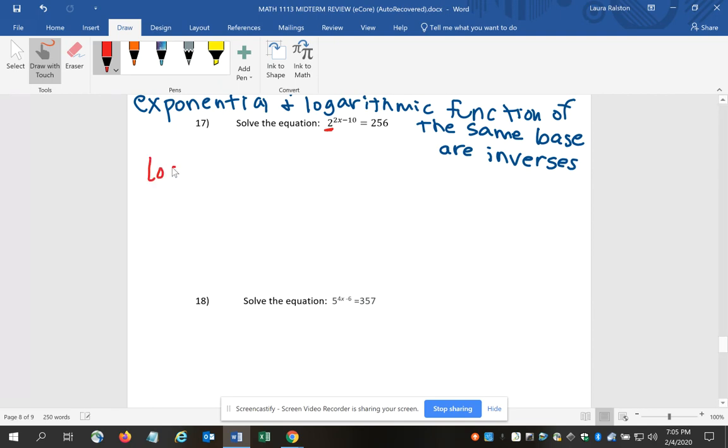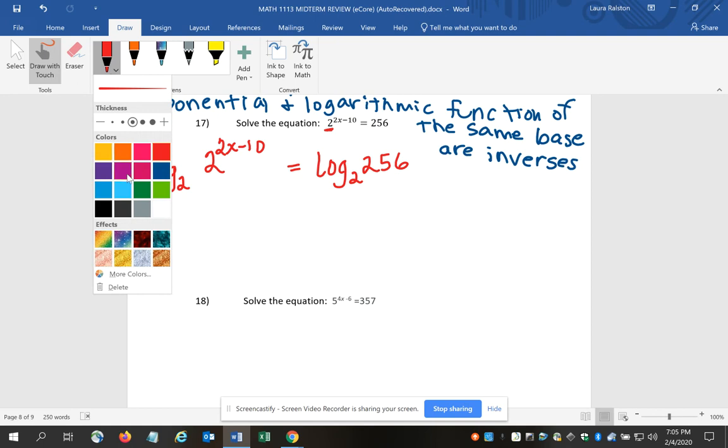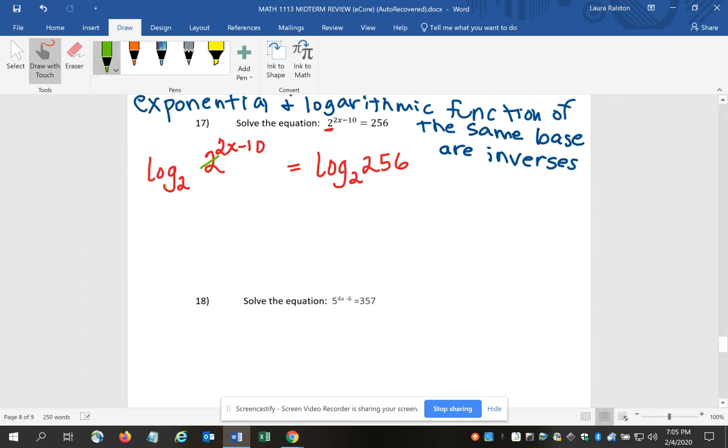So I'm going to take log base 2 of 2 to the 2x minus 10 equals log base 2 of 256. Remember, what you do to one side, you have to do the other side. Then, the fact that an exponential of the same base and a logarithm of the same base are inverses, the log base 2 and exponential base 2 will cancel one another out. So we're left with 2x minus 10 equals.